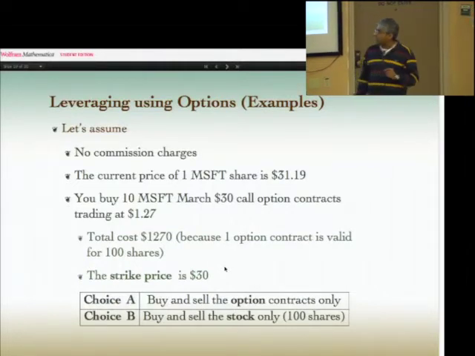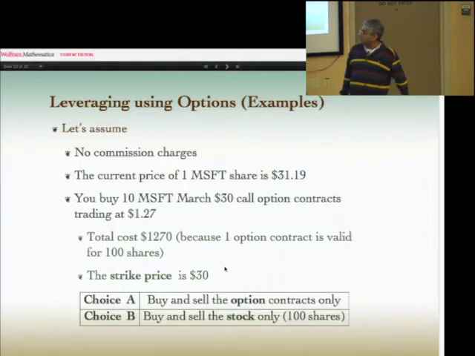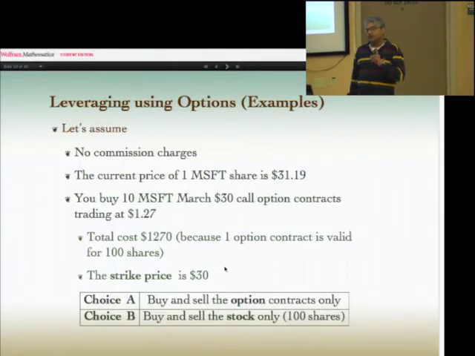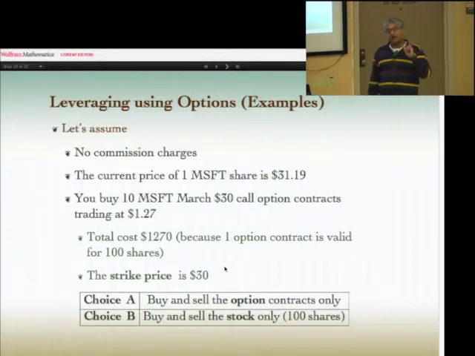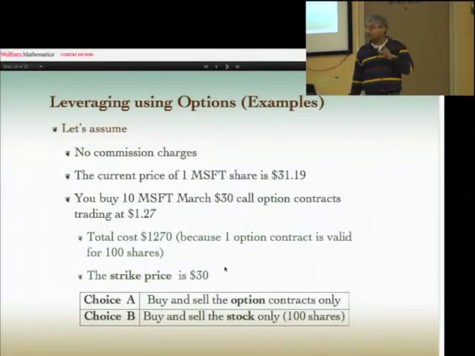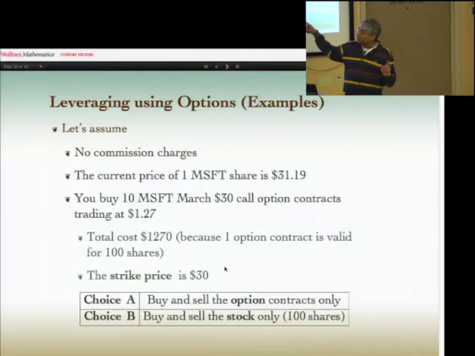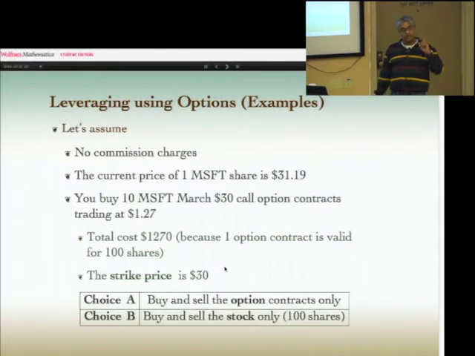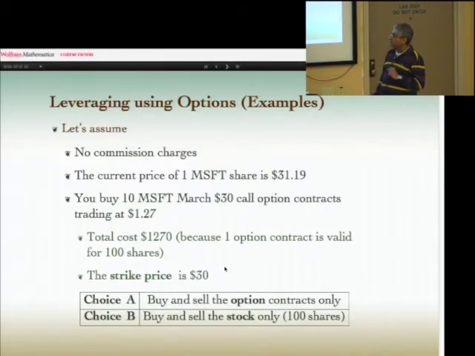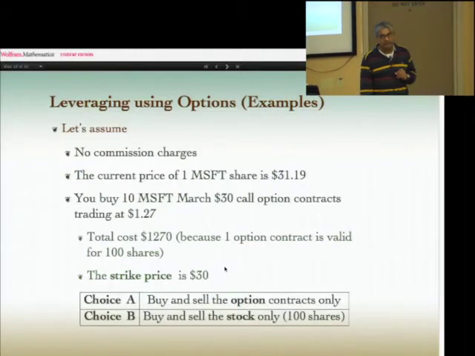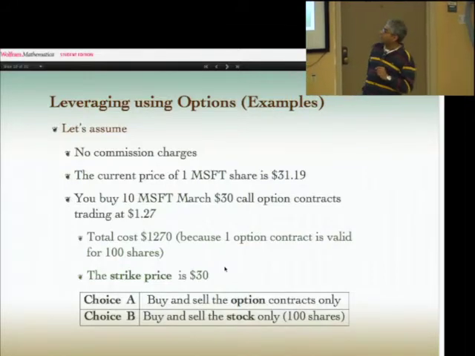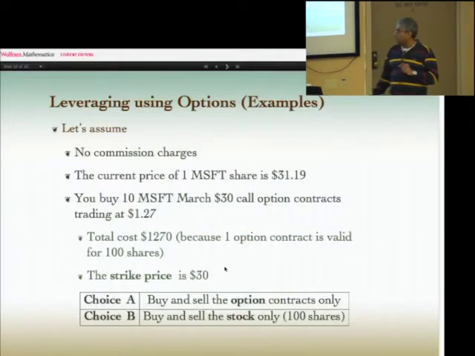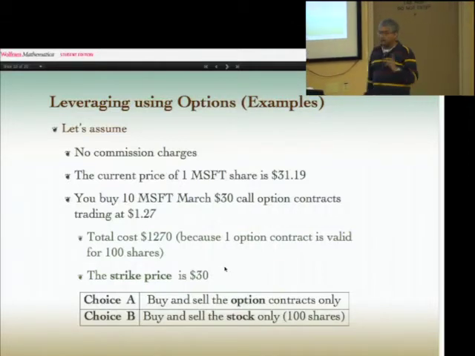And so you paid $1.27, so that's $127 for each contract, right? Because each of the contracts is worth 100 shares, so it's $1.27 times 100 for each contract. You've got 10 contracts, so that's $1,270. 127 times 10. So that's how you get $1,270. So that's your cost. And remember, the strike price of this contract is $30.